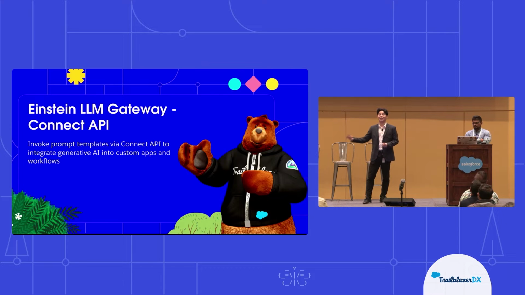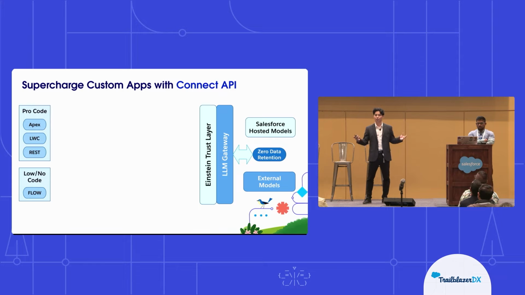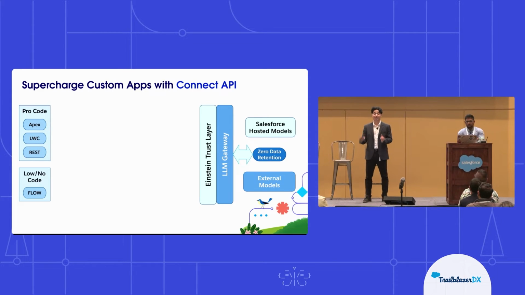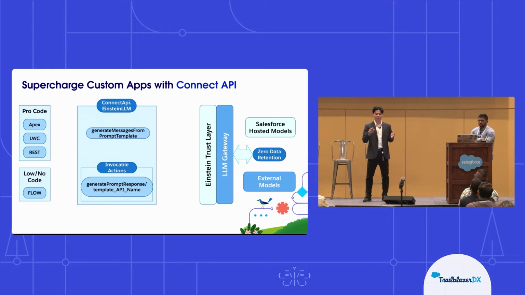That brings us to our Connect API. Let me show you how this works. You're probably all familiar with our pro-code and low-code offerings, and our Connect API is the way that it's actually the entrance layer to interacting with our prompt templates and our trust layer and gateway.